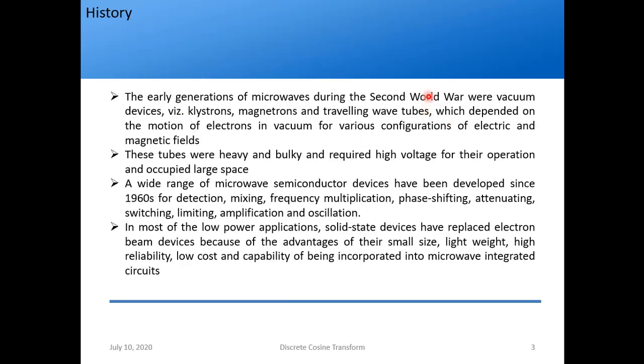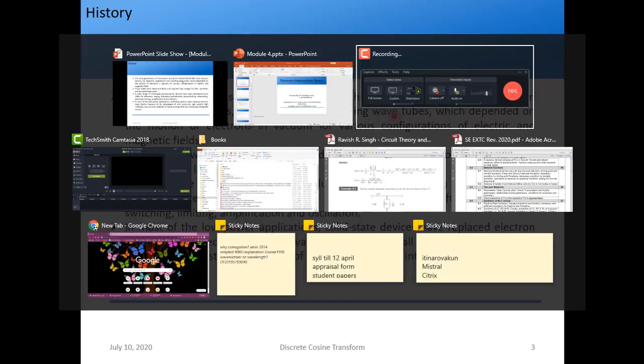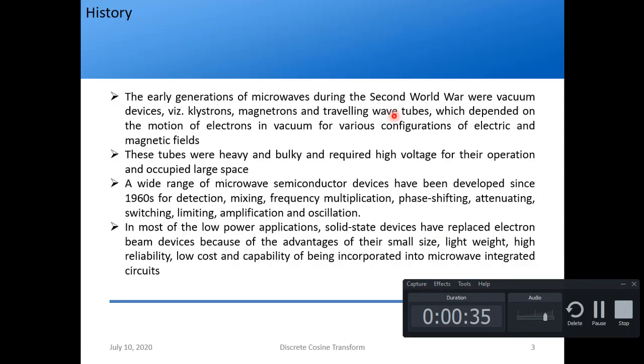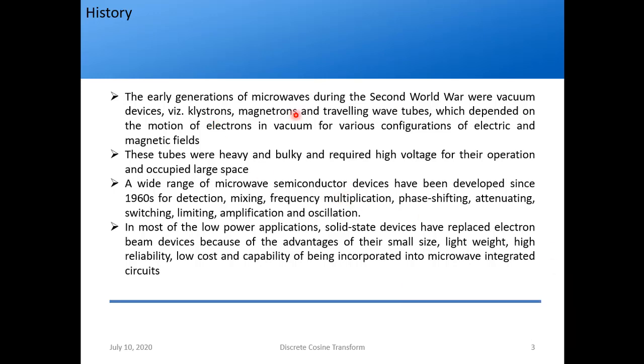As we saw, during the Second World War, the early generation of microwaves were using klystrons, magnetrons and traveling wave tubes. But what was the problem there? They were very bulky, right? So obviously we require something which is compact. They were very heavy and bulky. Apart from that, they required a very high voltage.